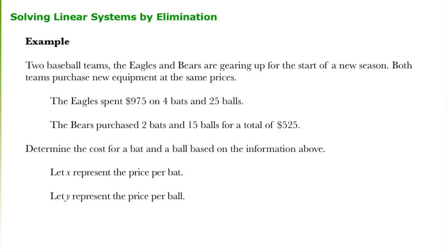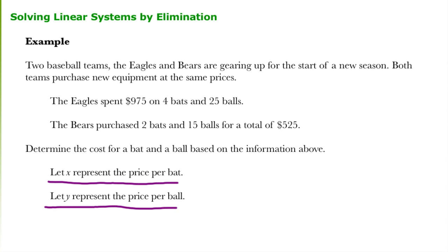And in this case, two baseball teams, the Eagles and Bears, are gearing up for the start of a new season. Both teams purchased new equipment at the same prices. The Eagles spent $975 on 4 bats and 25 balls, and the Bears purchased 2 bats and 15 balls for a total of $525. Determine the cost for a bat and a ball. So that's going to be our X and our Y. So it says, let X represent the price per bat. If a word problem doesn't have a let statement, then you should always write one yourself. And in this case, let Y represent the price per ball.